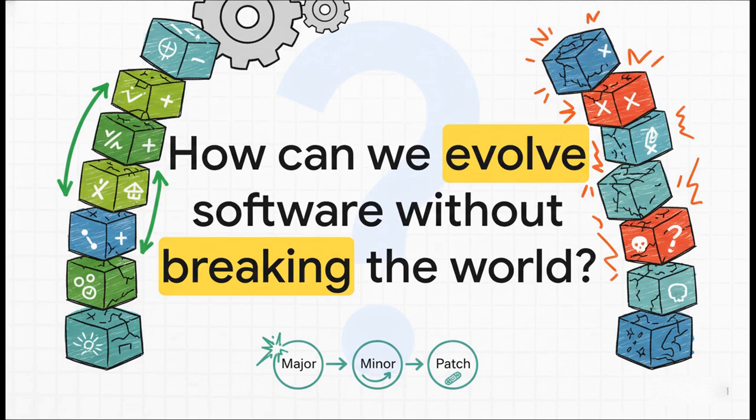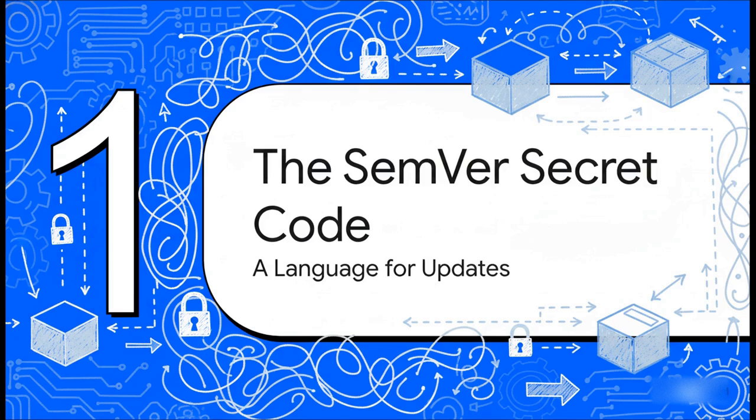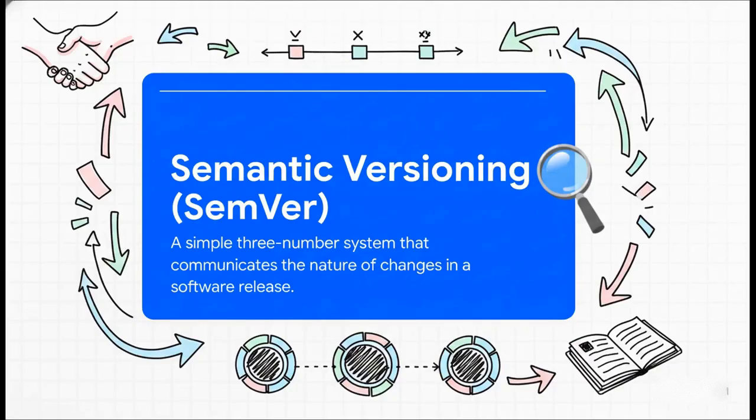So this really brings us to the big question, doesn't it? For anyone building software, how do you do it? How do you keep evolving, keep adding new features, keep making things better without just breaking the world for your users? There's got to be a better way to handle this. And the good news is, there is. It's this really elegant, surprisingly simple system. You can almost think of it like a secret code for software updates. It's called Semantic Versioning, or SemVer for short, and this is the language we're going to use to tame all that chaos.